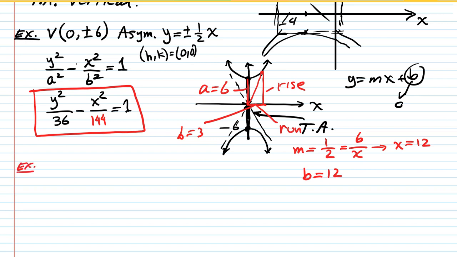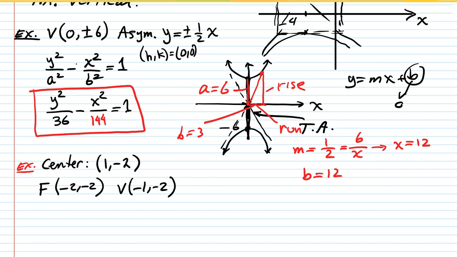Last example. We want to find the equation of a hyperbola. This time the center is going to be off the origin. Let's make it at (1, -2). And let's say we are given the foci, or one focus, just one. A focus is at (-2, -2). And we're given a vertex at (-1, -2). So we're given all of those detailed pieces of information.